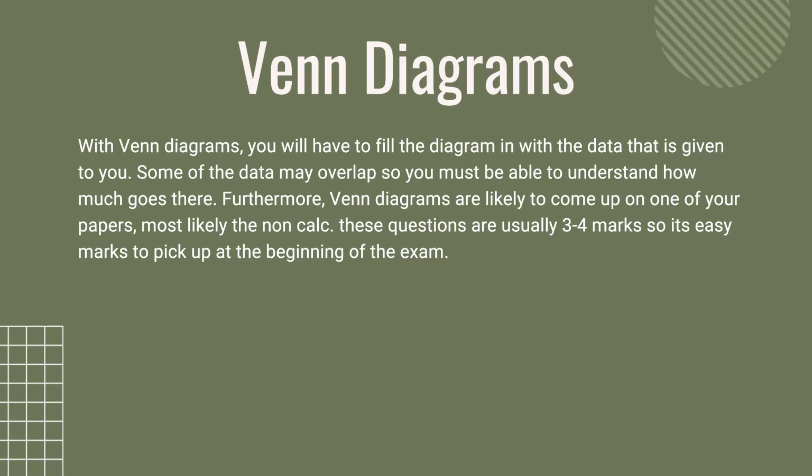With Venn diagrams, you'll have to fill in the diagram with the data that is given to you. Some of the data may overlap, so you must be able to understand how much goes there. Furthermore, Venn diagrams are likely to come up on one of your papers, most likely the non-calculator, because you won't really need a calculator unless you have a lot of numbers you need to simplify down. And these questions are usually 3 or 4 marks, so they're easy marks to pick up at the beginning of your exam. Last year, I know there was a Venn diagram at the beginning of the paper, and it was worth like 4 to 5 marks, and it was like question 3. These are marks you can't really afford to drop, because some people don't know them, but if you know them, they're easy marks you can pick up, and then it's a confidence boost for the rest of your paper.